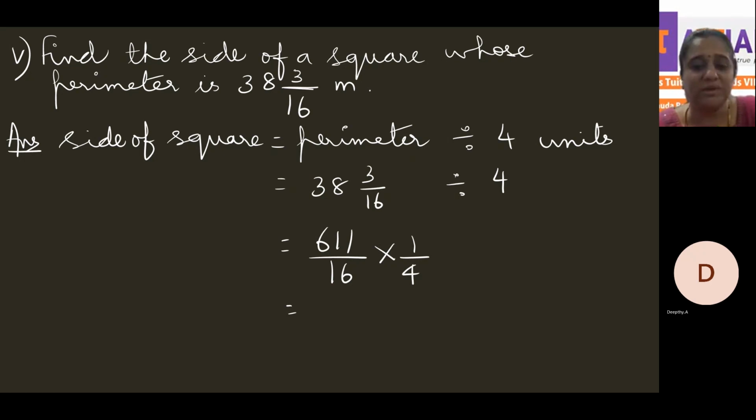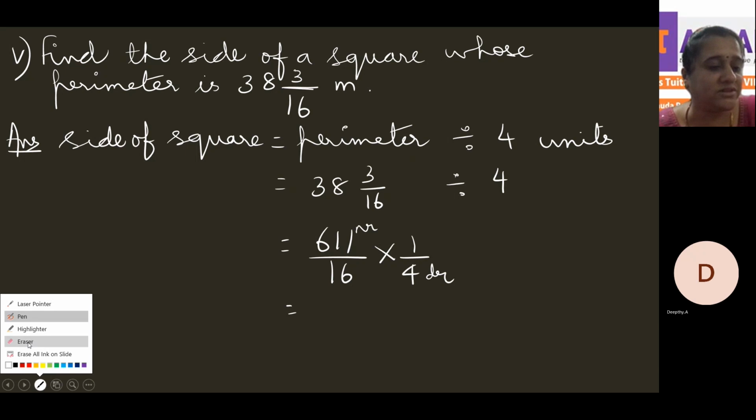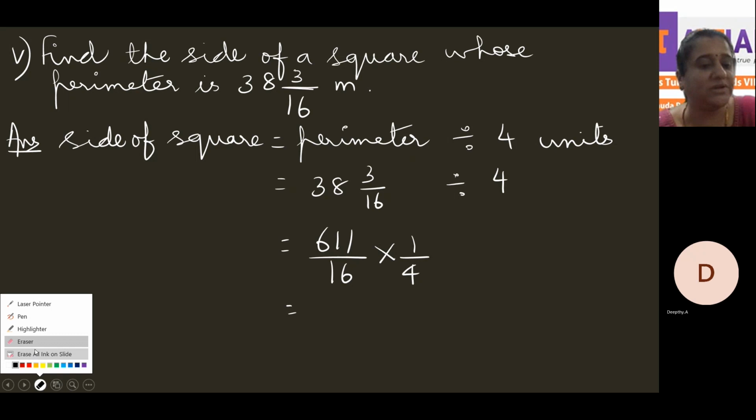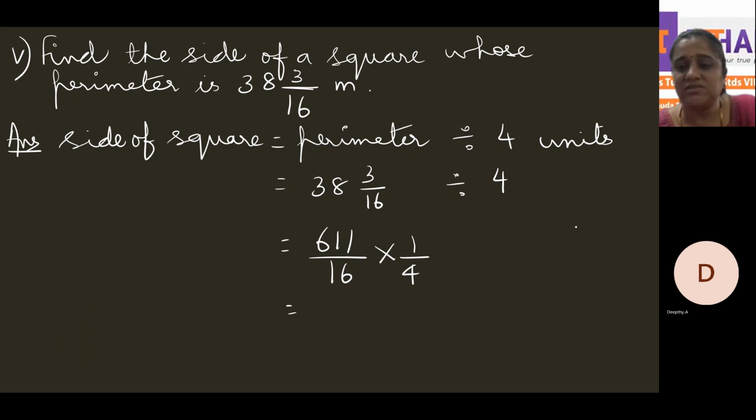Yes, children. So you cannot simplify 611 and 4, you can take 611 from the numerator and 4 from the denominator. But 611 is not divisible by 4. Correct? You also know the test of divisibility. What is the test of divisibility for 4? The last 2 digits must be divisible by 4. You remember that? In 611, the last two digits are 1 and 1, which is 11, and 11 is not divisible by 4. So 611 is not divisible by 4.